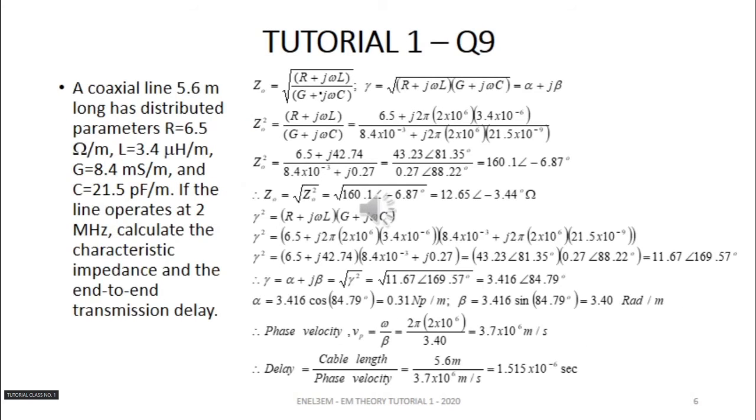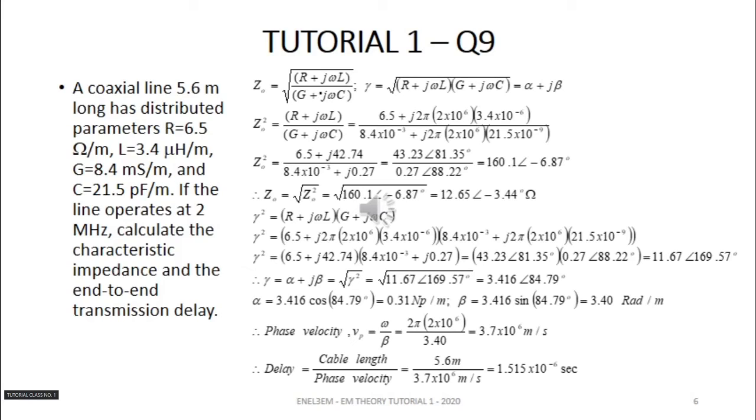Now finally, in question 9, you are told that a coaxial line of length 5.6 meters has distributed parameters R equal to 6.5 ohms per meter, L is 3.4 microhenries per meter, G is equal to 8.4 millisiemens per meter, and C is equal to 21.5 picofarads per meter. Now, if the line operates at 2 megahertz, calculate the characteristic impedance and the end-to-end transmission delay.